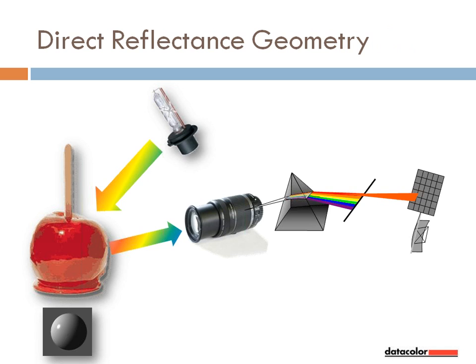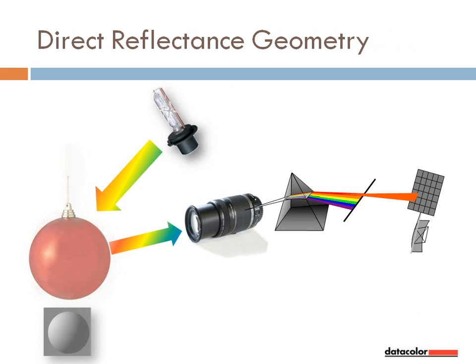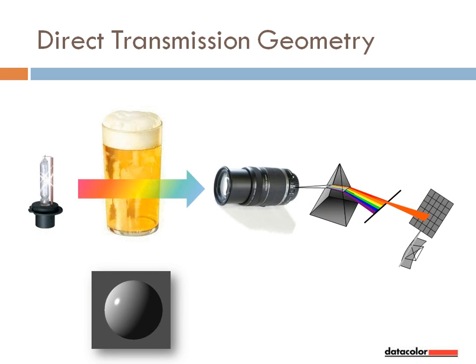Here's the geometric arrangement for reflectance measurements again. The lighting is direct. The object surface can reflect light regularly or diffusely. And here's the fancy schematic for measuring transmittance. Again, the lighting is direct. The light can be transmitted through the sample directly or diffusely.